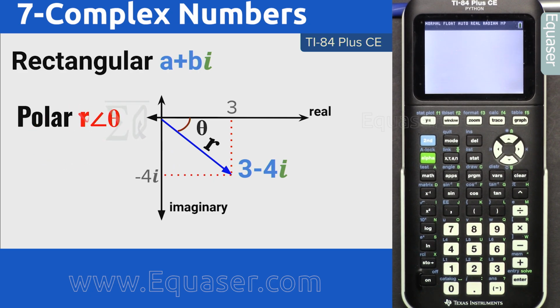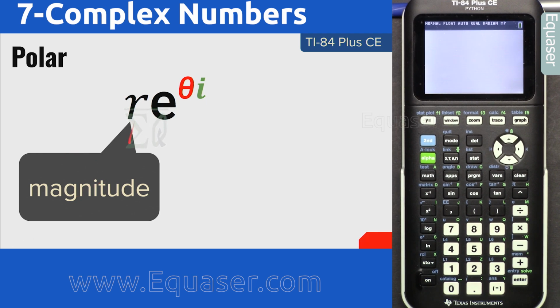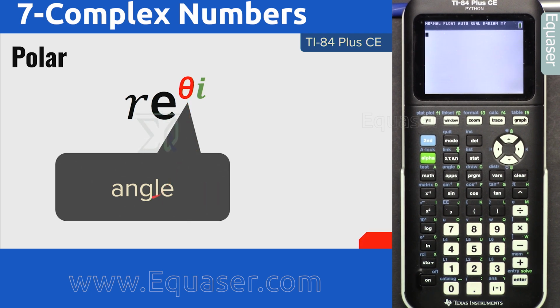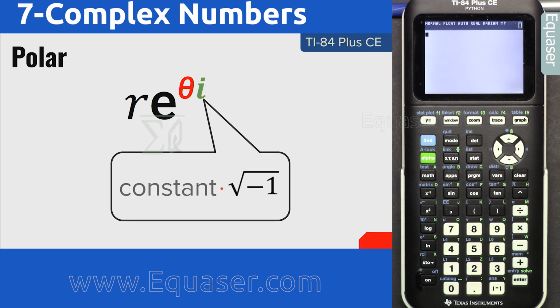And for polar, in some books we use r theta as an angle, or we can use r e to the power theta i, where r is the magnitude, e is the Euler number as a base, theta is the angle, and i is the constant square root of minus 1.